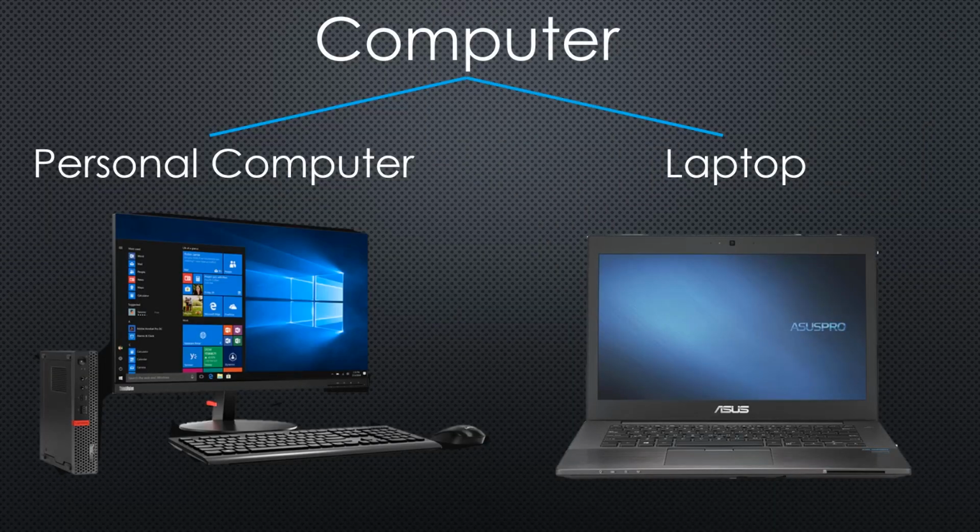There are two sorts of computer: personal computer and laptop. A personal computer is more powerful than a laptop. It contains a separate screen, keyboard, and main machine. However, a laptop is portable, so it is more convenient.